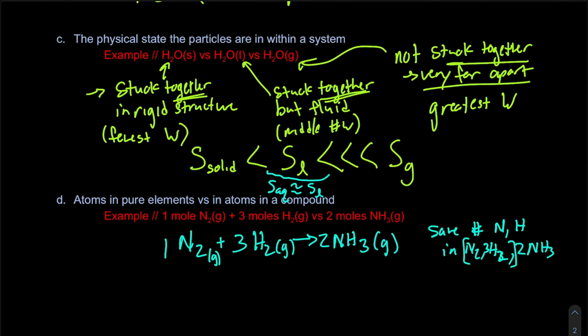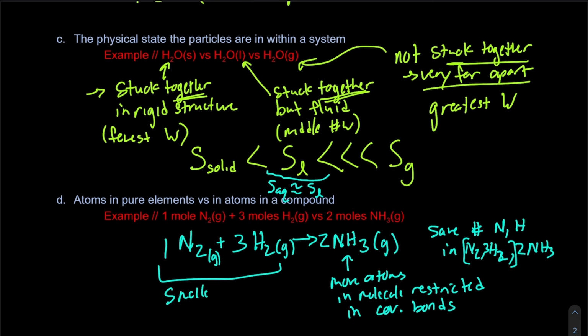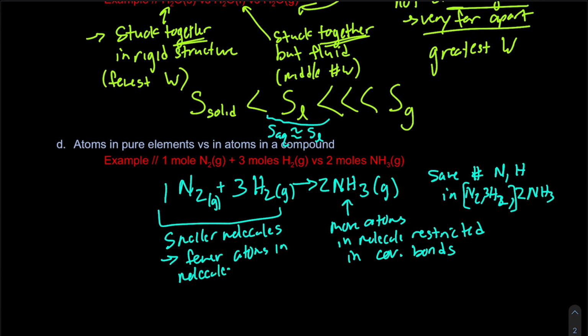And so because of this, it's not because we have more atoms per se that's going to cause us to have a difference in entropy. But what we notice here is that we have more atoms in that molecule, and that is going to be restricted in those covalent bonds. Versus our N2 and H2, these are smaller molecules. And because they are smaller molecules, what we'll see here is that they have fewer atoms in each of those molecules. Now, why is this important?